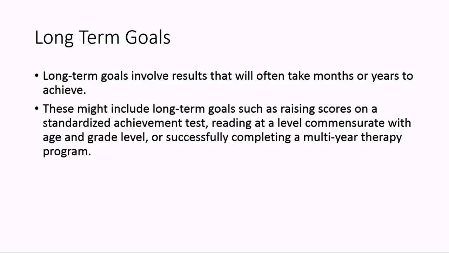There are long-term goals and short-term goals. So long-term goals involve results that will often take months or years to achieve. These might include long-term goals such as raising scores on a standardized achievement test, rating at a level commensurate with age or grade level, or successfully completing a multi-year therapy program. So this is what you hope for the child's progress to look like over the long term.